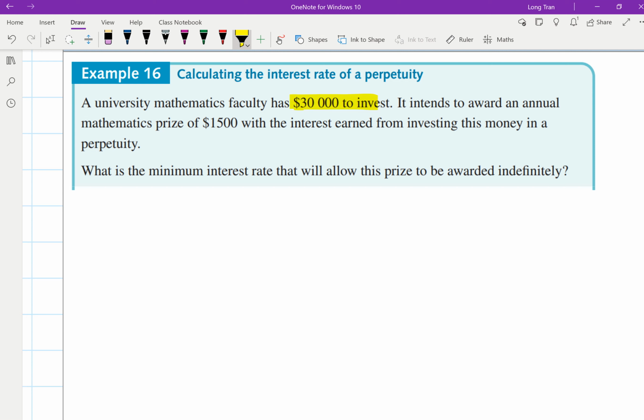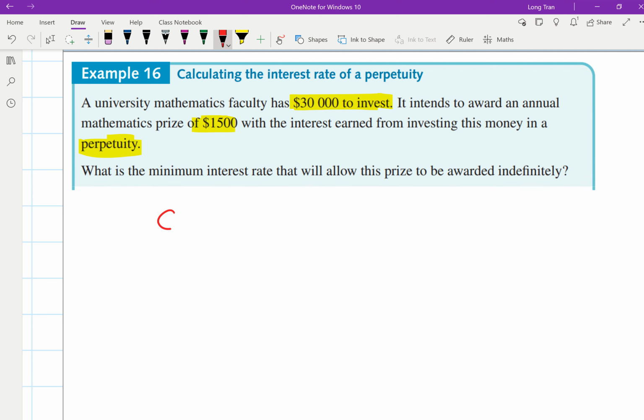So they're putting in $30,000 to invest. It intends to award an annual mathematics prize of $1,500 with the interest earned from investing this money in a perpetuity. So they tell you it's a perpetuity, implying that the $30,000 that they invest will not be used.